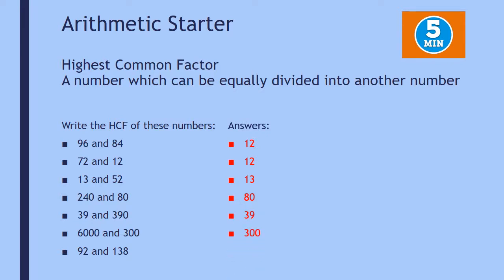6,000 and 300 have a highest common factor of 300. 300 goes into 6,000 20 times, and 300 goes into 300 once. 92 and 138 have a highest common factor of 46, because 46 goes into 92 twice and it goes into 138 3 times. So well done if you managed to get that.